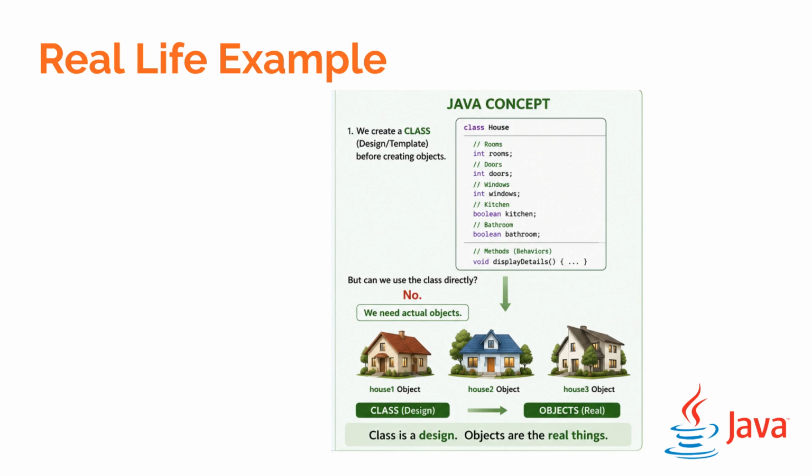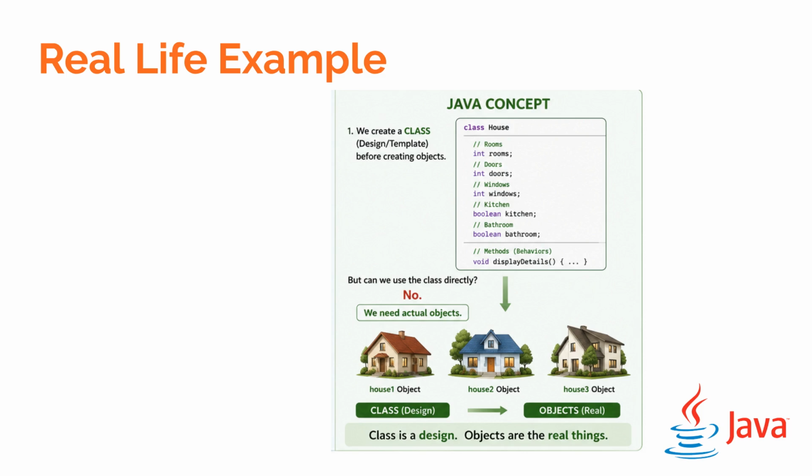The Java objects are the real things. To actually use this design in a program, you must create an object, also called an instance. In Java, this is done using the new keyword. For example, house1 equals new house. When you do this, the computer allocates actual memory for house 1, house 2, and house 3.